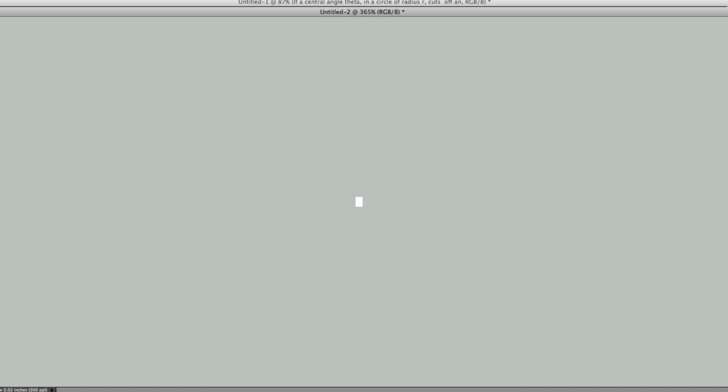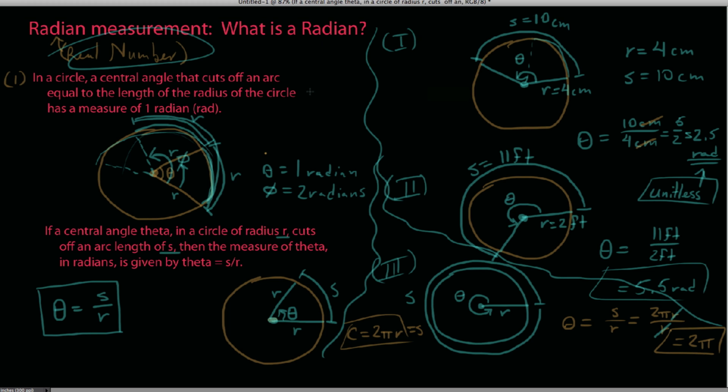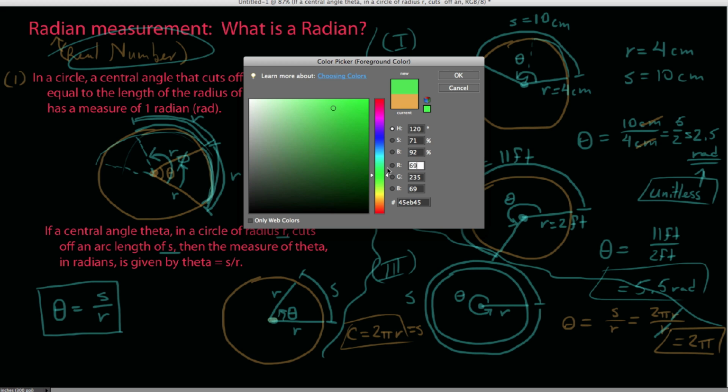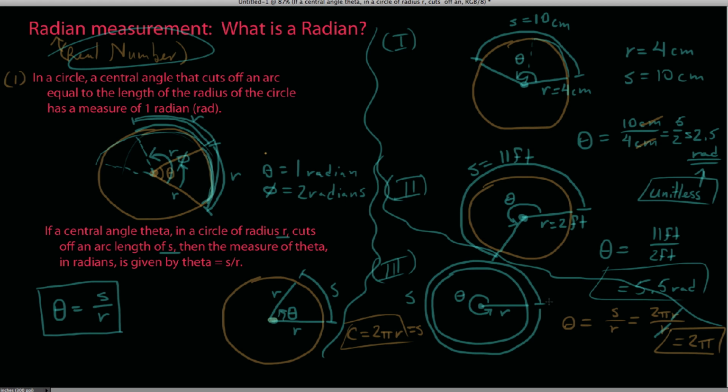So let's go back to this, and we'll write down a few things that we want to keep in mind. I'll switch colors to really bright green. The fact of the matter is this: one full rotation we know is 360 degrees. We've just discovered that's the same as 2 pi radians. So whenever anybody says 2 pi radians, you've rotated one full rotation. It's kind of an easy benchmark to remember.